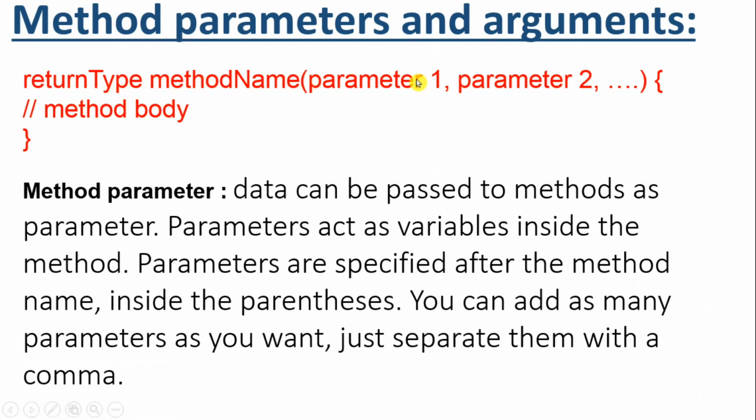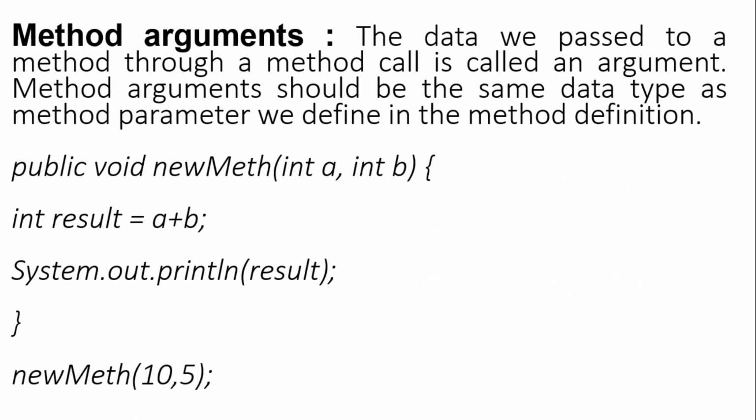Method parameters. Data can be passed to a method as parameters. Parameters act as variables inside the method. Parameters are specified after the method name, inside the parentheses. You can add as many parameters as you want, just separate them with a comma. Method arguments. The data we pass to a method through a method call is called an argument. Method arguments should be the same data type as the method parameters we define in the method definition.